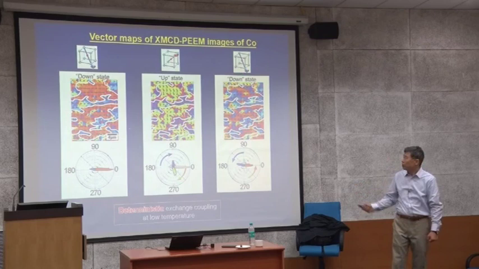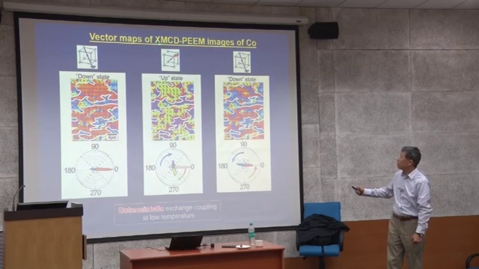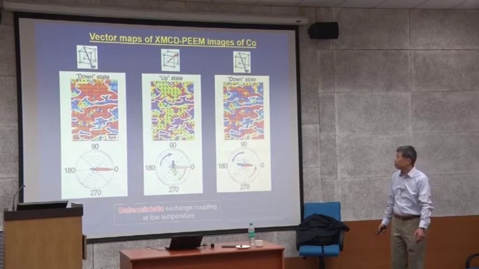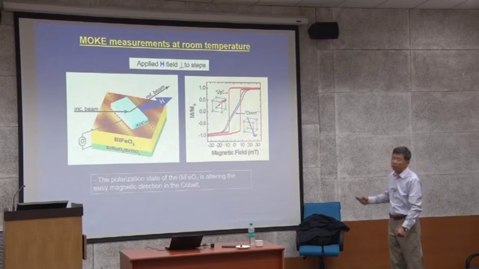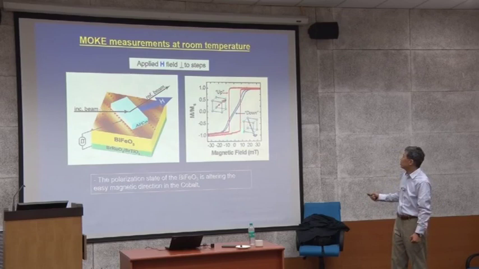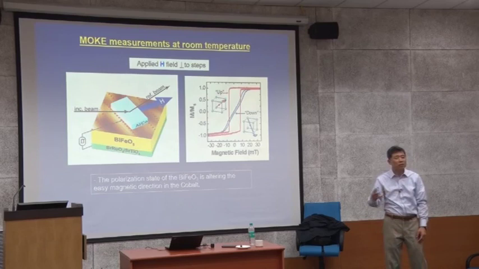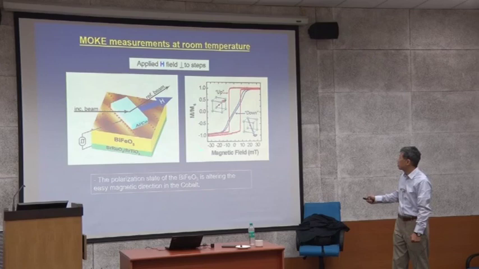So the XMCD PEEM, the X-ray magnetic circular dichroism, shows very clear rotation, and how this happened. And then the MOKE measurement, which is a macroscopic measurement, also shows down propagation to up propagation, and you clearly see the switching of magnetization from easy axis to hard axis. I think magnetic people know this, right? You guys do that. So you have seen the easy axis in the down state and the up state, the easy axis along that direction, and then down propagation and then the hard axis.